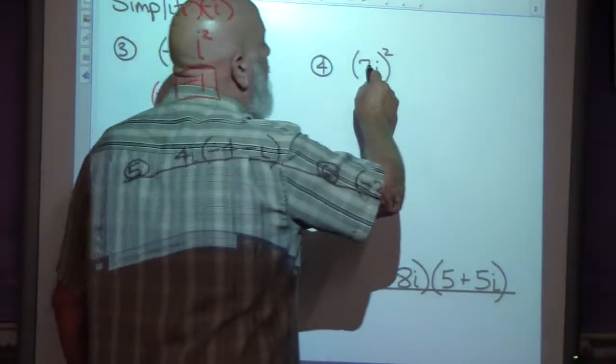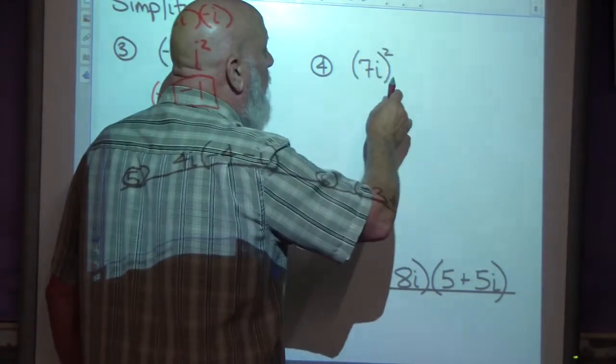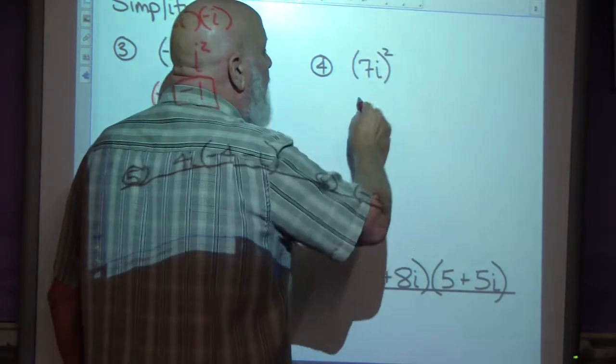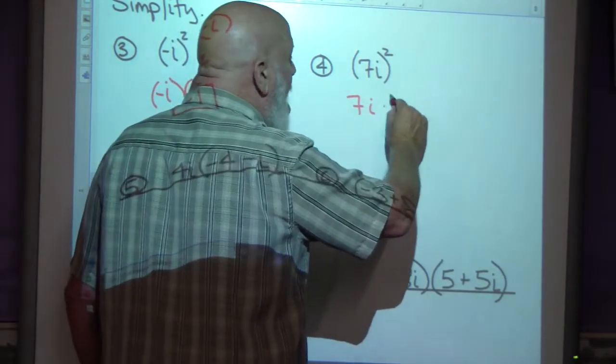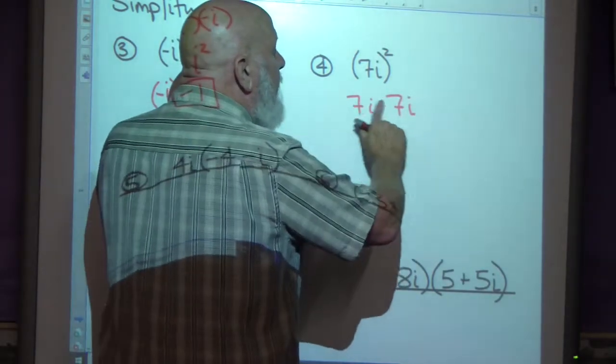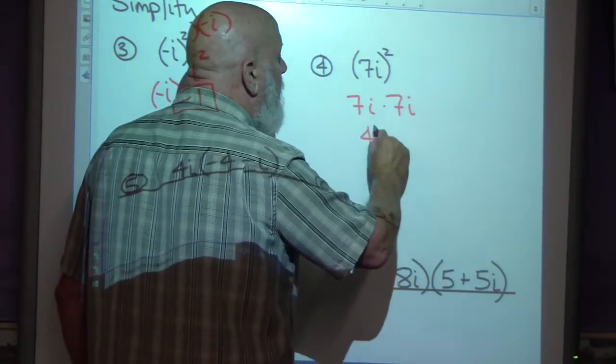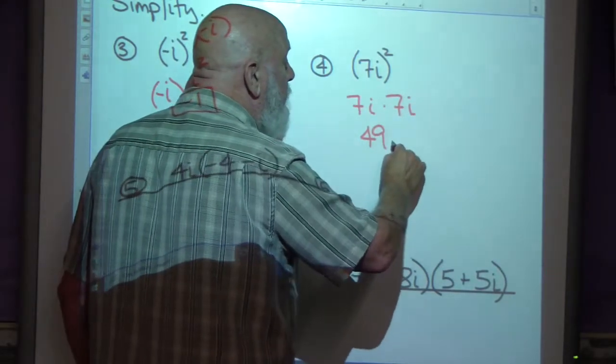Here I've got, let's take a look at this one. This will make it a little clearer, I hope. This is 7i times 7i. You can think of it like this, 7i times 7i. You don't have to think of it this way. But 7 times 7 is 49. I times i is i squared.